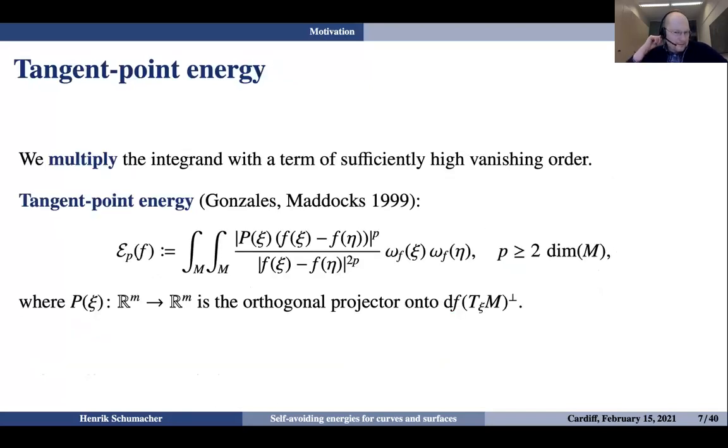But there is a way to mend that. One way is the so-called tangent point energy, where you see in the denominator, there is something like a Coulomb potential, and you put something else in the numerator that becomes sufficiently small with a sufficient rate so that this integral can be finite for smooth curves. And what we have in the numerator is basically the secant between 2 points multiplied by some orthogonal projector.